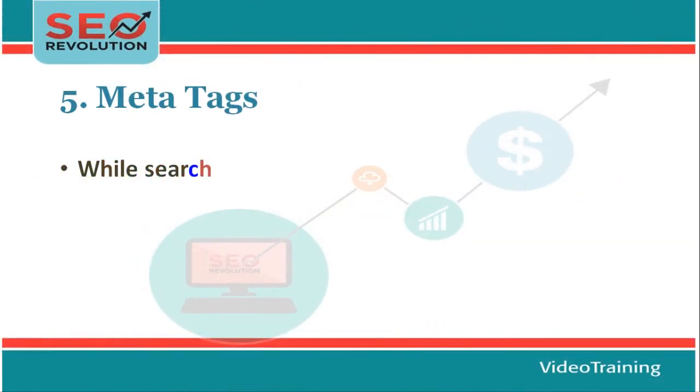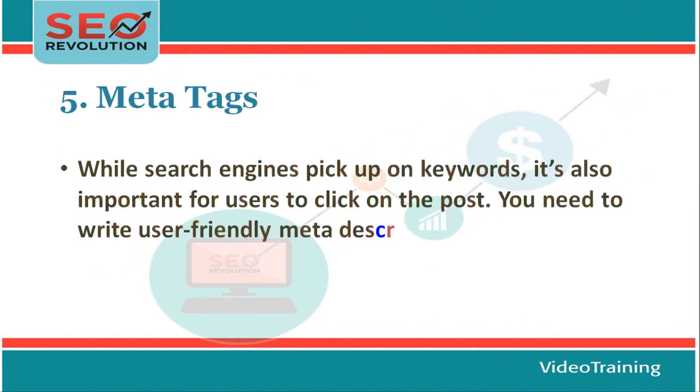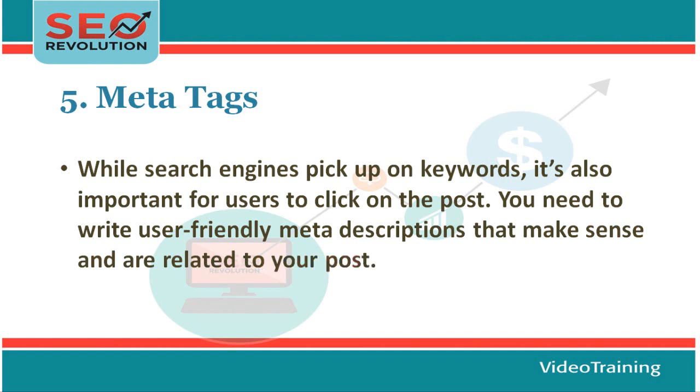Number 5. Meta tags. While search engines pick up keywords, it's also important to use meta tags to entice users to click on the post. You need to write user-friendly meta descriptions that make sense and are related to your post.